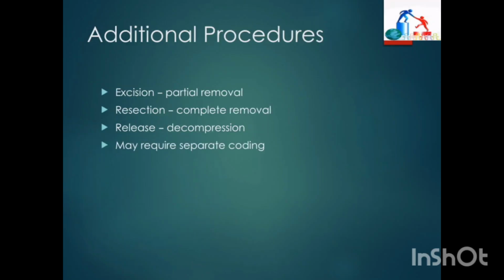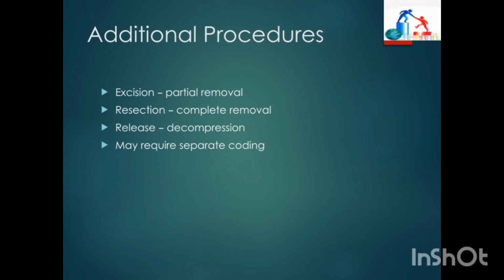Now, let's talk about some of the common procedures involved in spinal surgeries. First, we have excision, which refers to the partial removal of tissue or a structure. This might be used when only a part of a problematic area needs to be addressed. Next is resection, which involves the complete removal of a specific part. This is often necessary when a whole segment is diseased or damaged beyond repair.